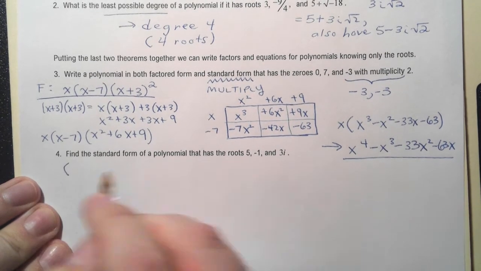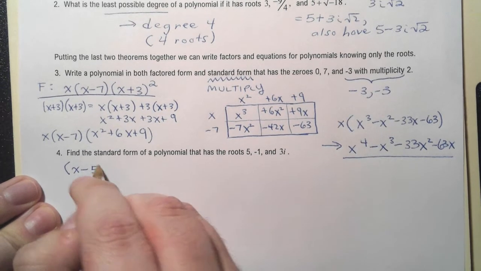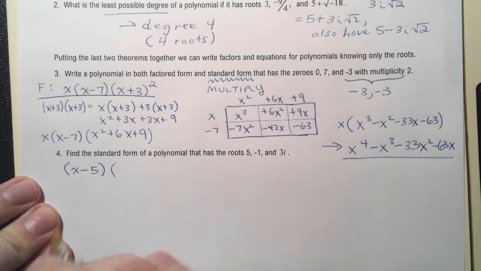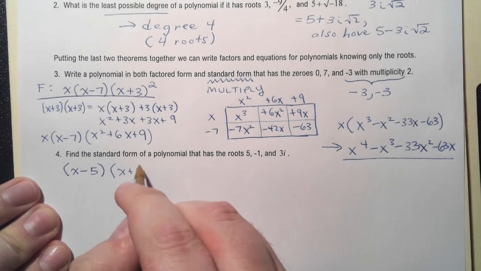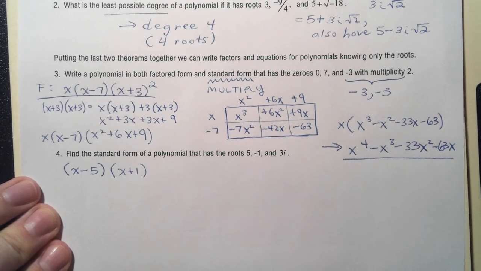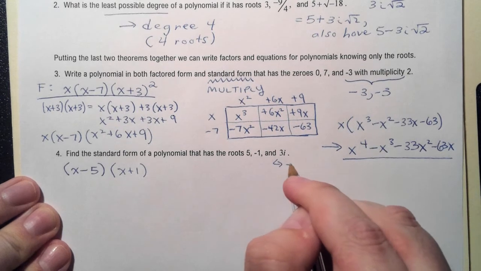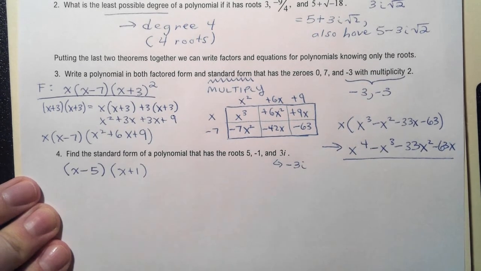I can start this off simply enough. A root of 5 comes from the factor x minus 5. A root of negative 1 comes from the factor x plus 1. And 3i. Based on our theorems, we know that 3i as a root means I must also have negative 3i as a root.